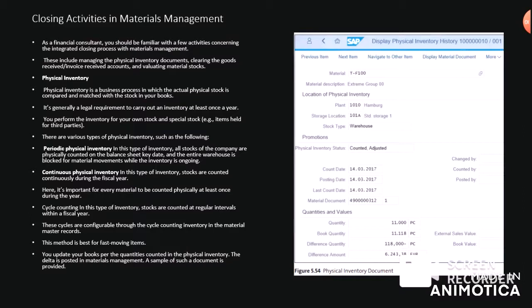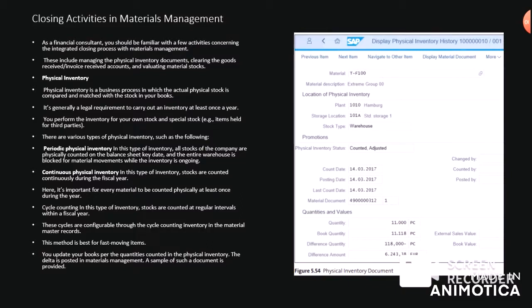In this type, stocks are counted at regular intervals within a fiscal year. These cycles are configurable through the cycle counting indicator in the material master records. As we don't know much about the material master record, if we see it, there is an option for cycle counting. This method is best for fast moving items. You update your books per the quantities counted in the physical inventory. The delta is posted in materials management. A sample of such a document is provided.